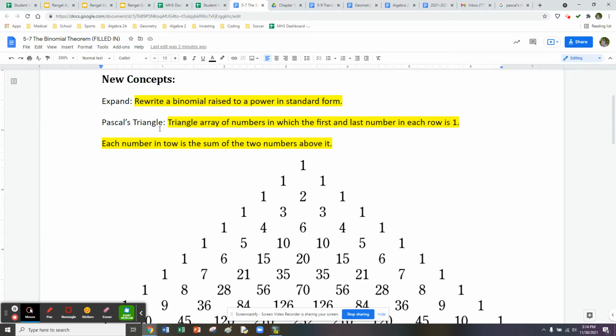The pattern that is created is called Pascal's triangle. It's an array of numbers in which the first and last number in each row is 1, and then each number in the row is the sum of the two numbers above it.